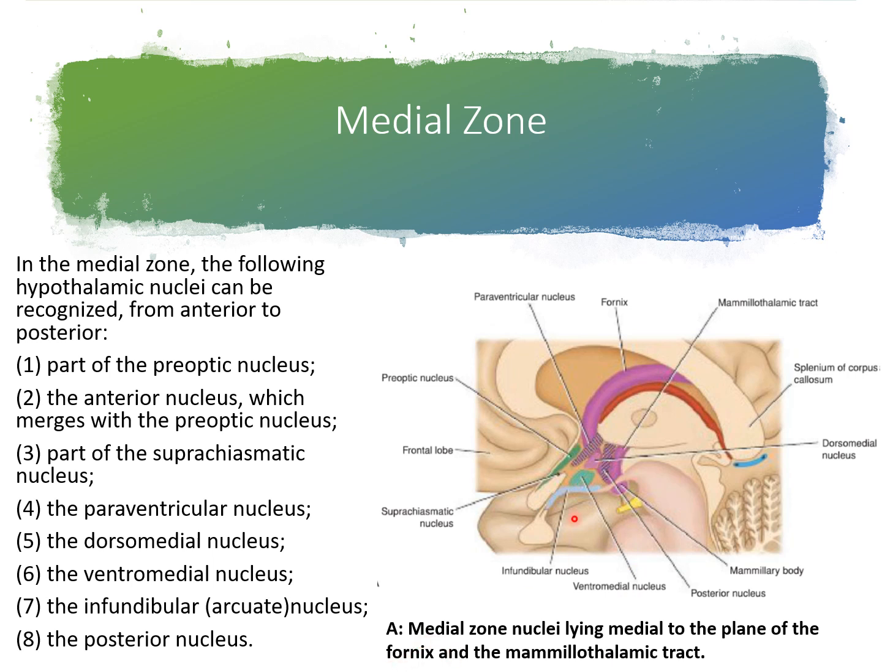So in this figure the medial zone nuclei lie medial to the plane of the fornix and the mammillothalamic tract. So this one is a fornix. The area that lies medial to the plane of the fornix, that is medial zone nuclei.